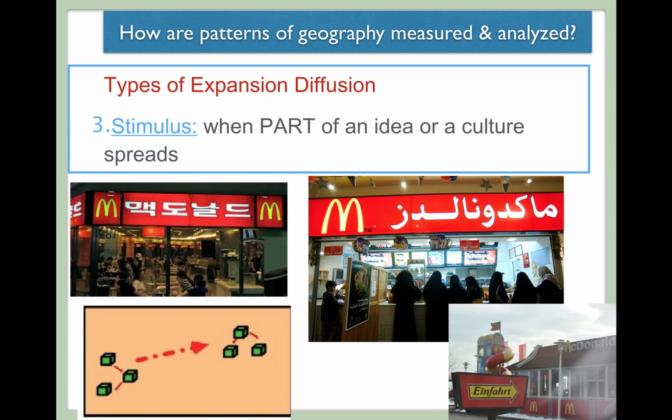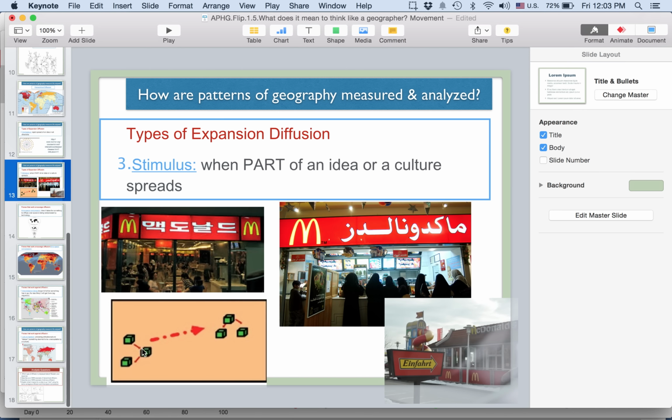The last type of expansion diffusion is called stimulus diffusion. And stimulus diffusion is when part of an idea or a culture spreads. So take a look at the graphic first. You can see that the graphic has changed, has shifted just slightly. Here's the original idea. And then the orientation of that idea has somehow changed.